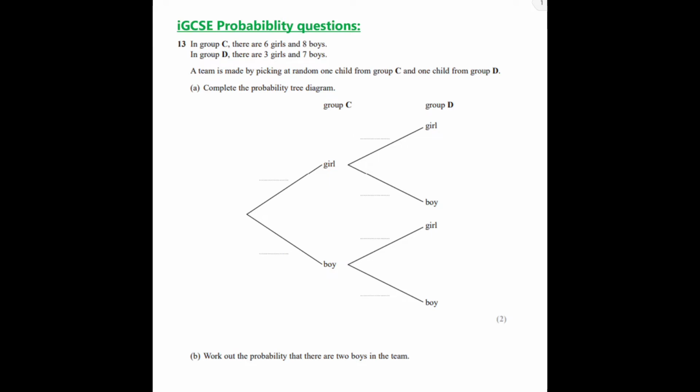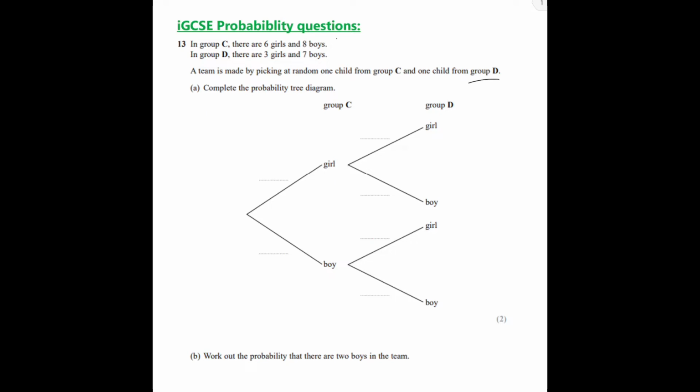So question 13. In Group C, there are 6 girls and 8 boys. In Group D, there are 3 girls and 7 boys. A team is made by picking at random one child from Group C and one child from Group D. Calculate the probability tree diagram.